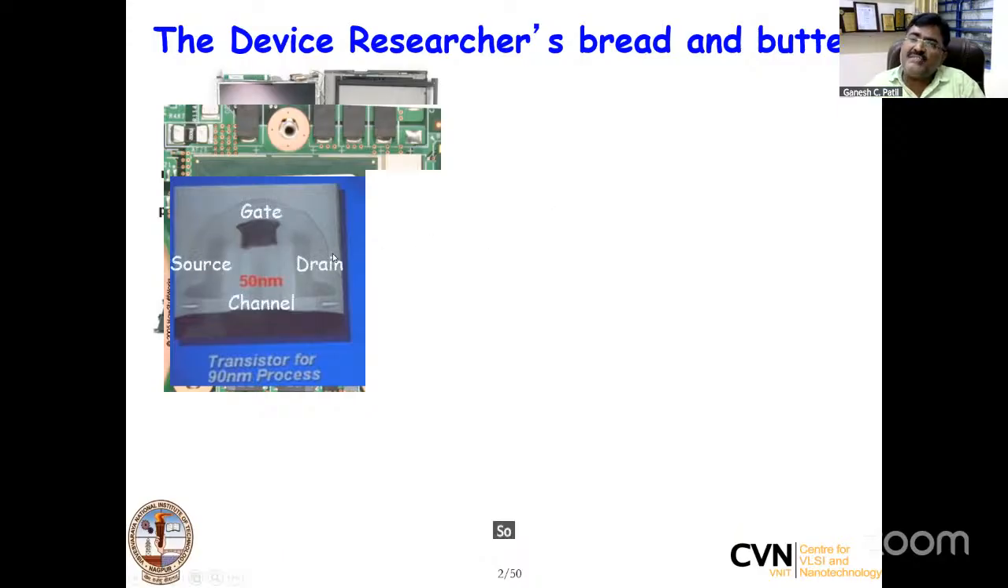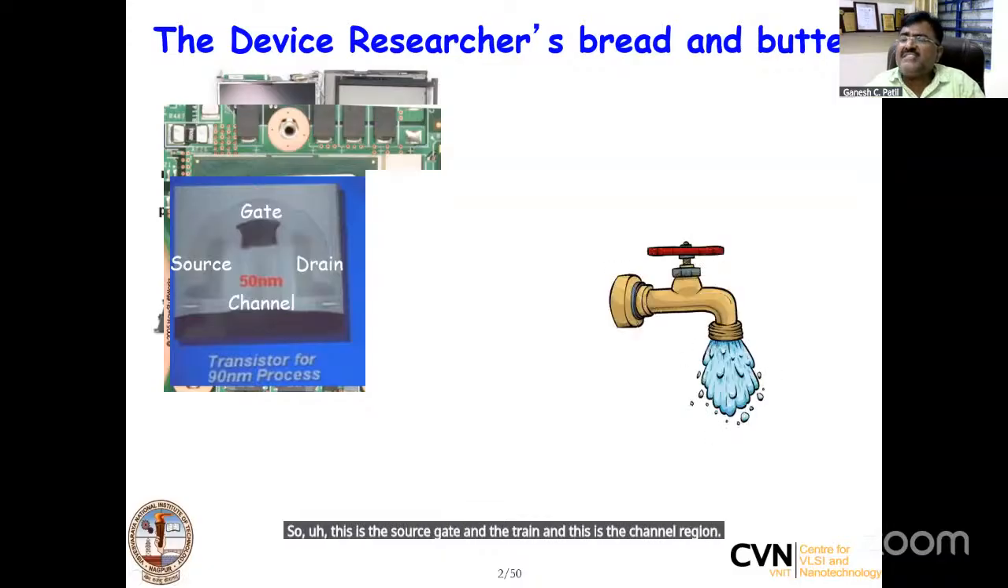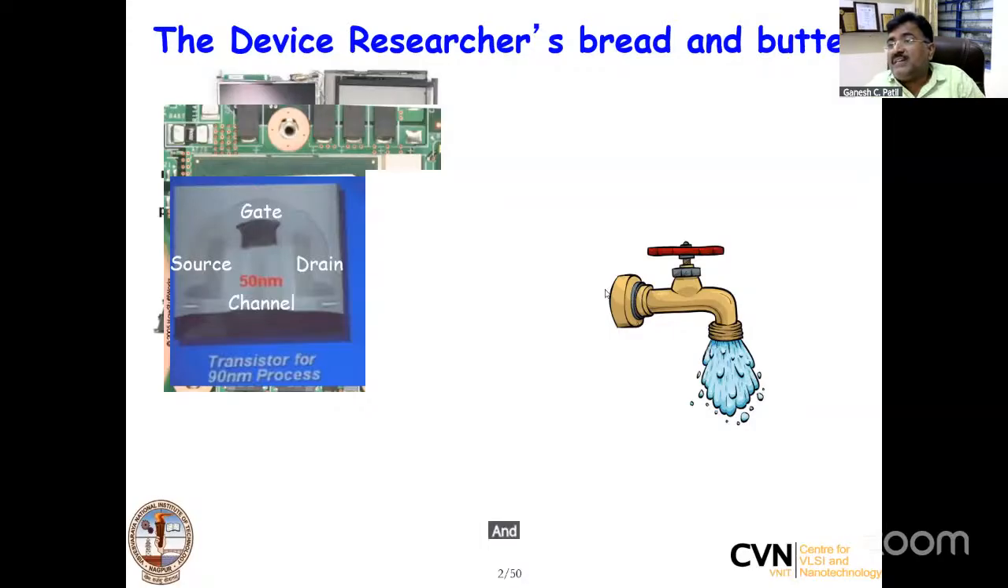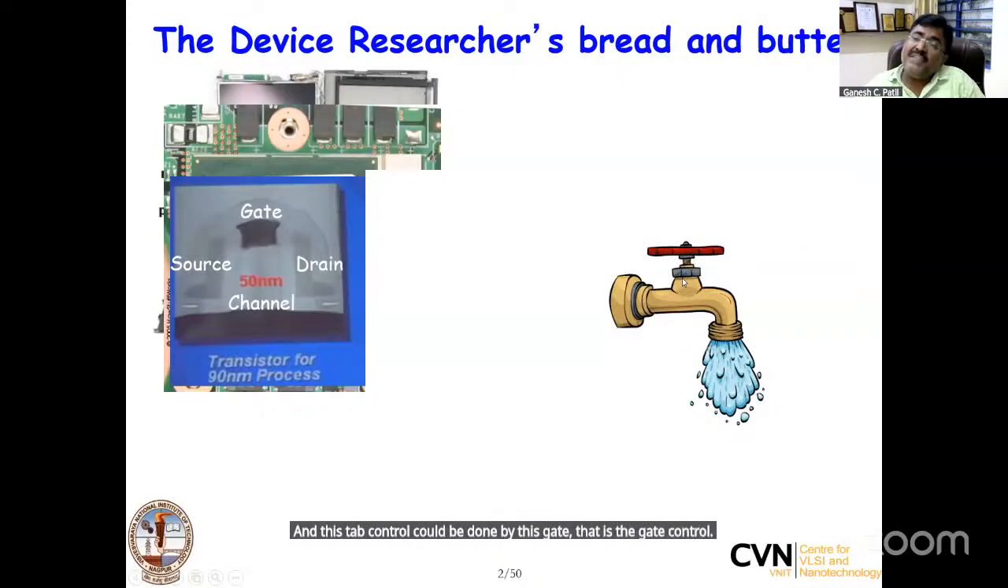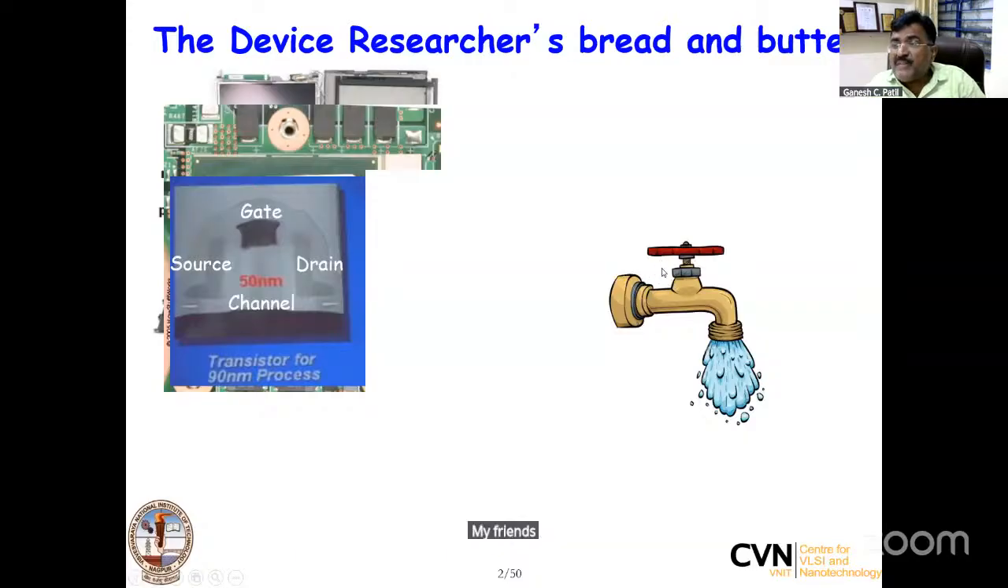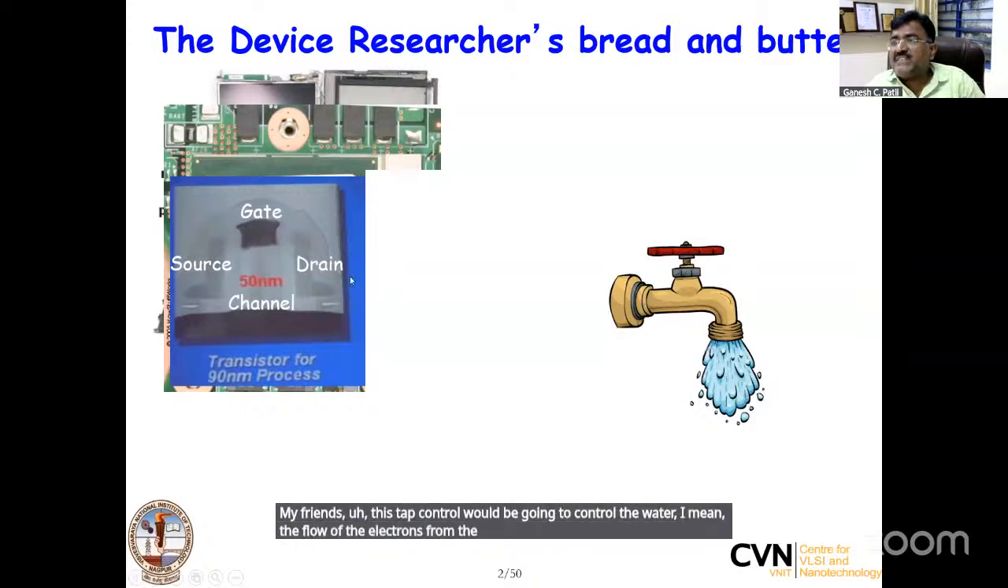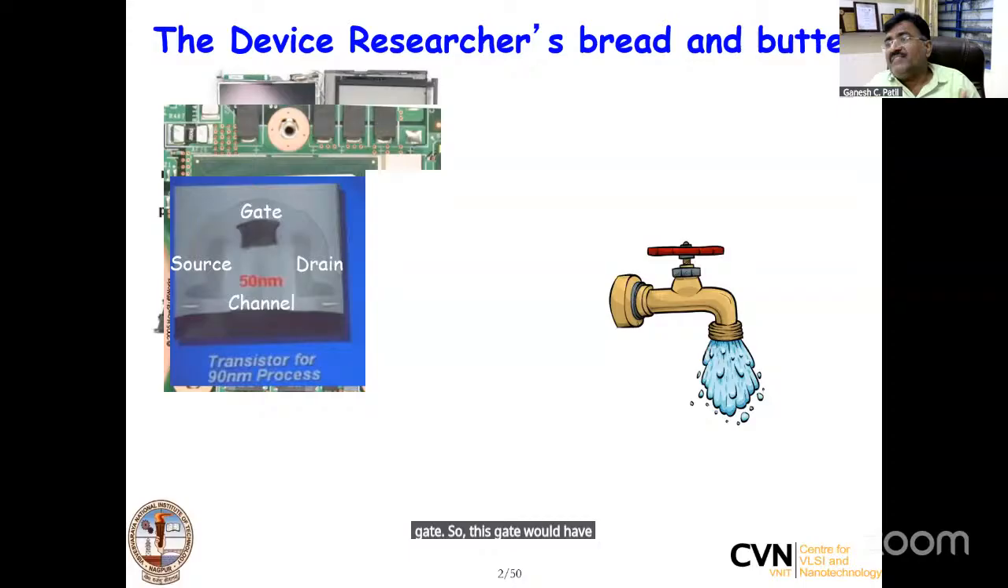So this is the source, gate, and the drain, and this is the channel region. And this MOSFET is a kind of tap. And this tap control is done by the gate, that is the gate control. My friends, this tap control is going to control the water, I mean the flow of the electrons from the source towards the drain, and that will be controlled by this gate. So this gate would have different junctions also.